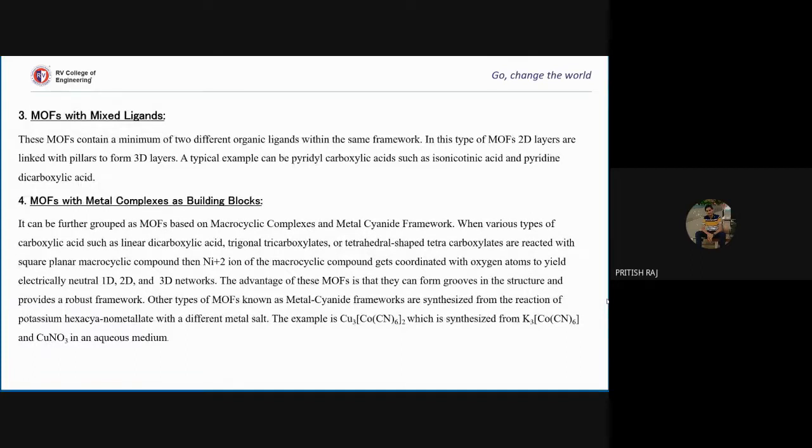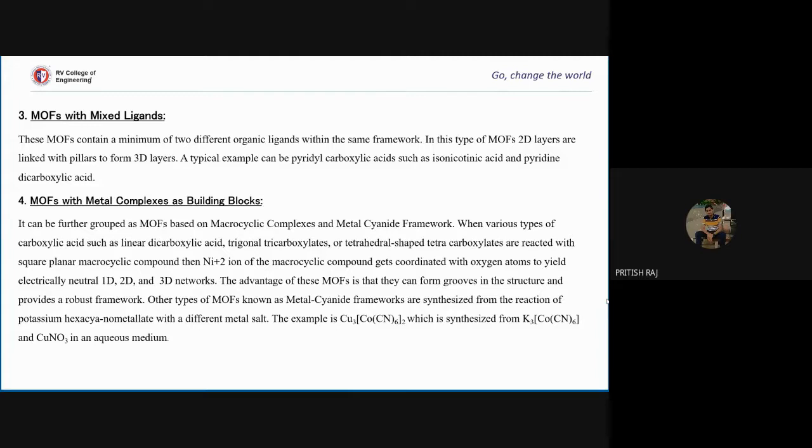Now we will see another type of MOF that is prepared with the help of mixed ligands. We can prepare a MOF when we use two or more types of ligands together. And it is not necessary that we use two different ligands only. If we use one ligand that has two different sites that could donate, then that is also an example of MOFs with mixed ligands. A typical example can be pyridyl carboxylic acids such as isonicotinic acid and pyridine dicarboxylic acid.